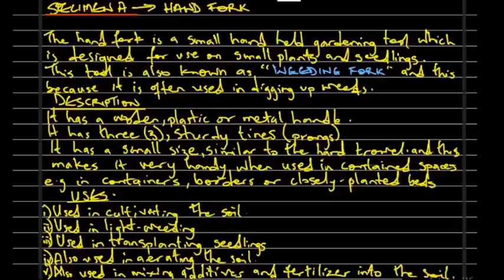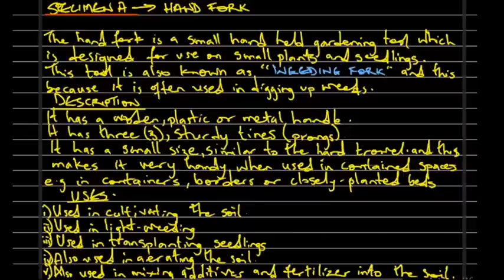The hand fork is a small handheld device. It is a garden tool which is used by gardeners or farmers to help them on small plants and seedlings. This tool is also known as the weeding fork. It is called the weeding fork because of one of its major uses, which is weeding. It is used for pruning or to weed some plants or weeds in a garden. So those are the major uses of this particular instrument. It is called the weeding fork because it is used in digging up weeds.